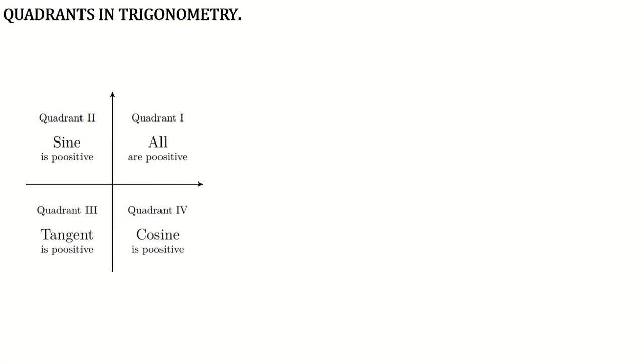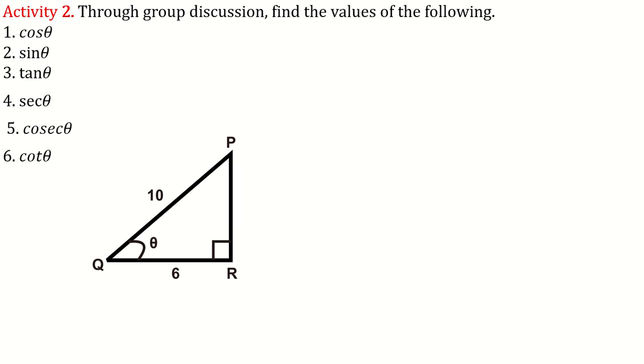So from there, we can move to this. Now here, that's our second activity. Through group discussion, find the values of the following. Cos theta, how to get the value? We said it is the same as adjacent over hypotenuse. You look for adjacent over the hypotenuse and get cos theta like that, till you get to cot.